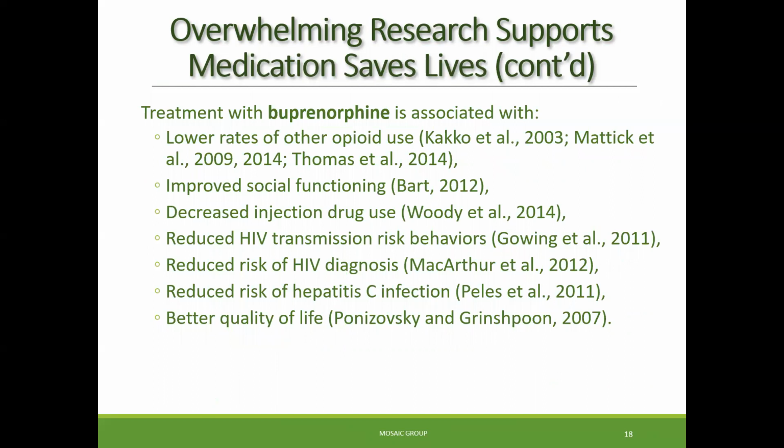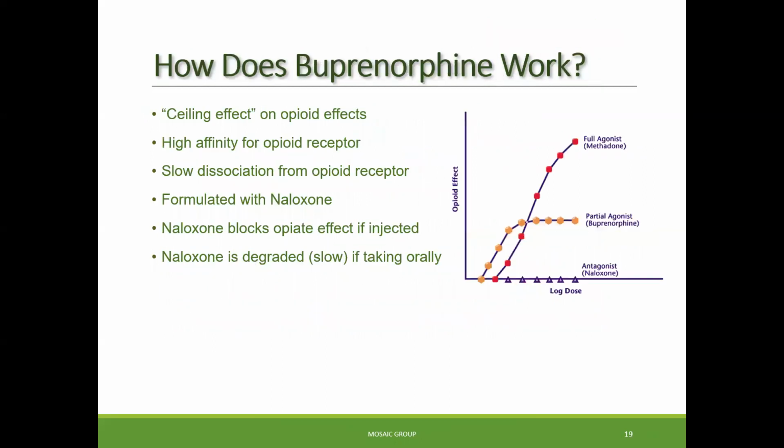Furthermore, buprenorphine is associated with improved social functioning, decreased IV use, reduced HIV transmission, reduced HIV diagnosis, and better quality of life. In terms of how buprenorphine works, as you know, there is a ceiling effect, so the patient cannot get high. There is also the naloxone present that blocks the opiate effect if injected.